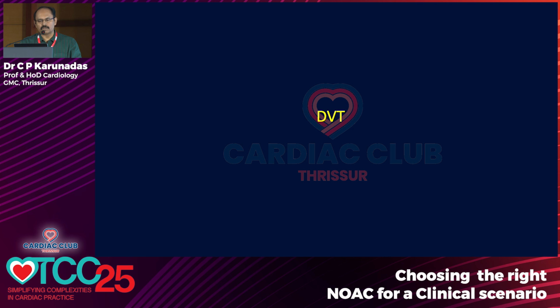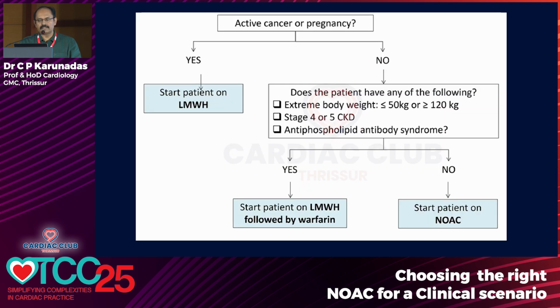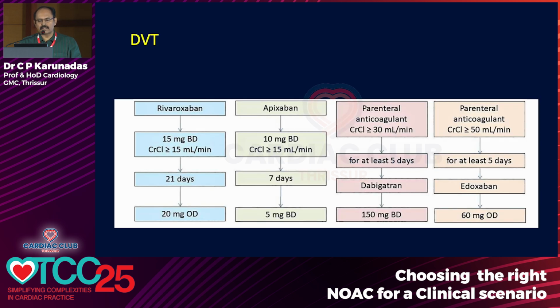What about deep vein thrombosis? If the patient is having active cancer or pregnancy, better to go for low molecular weight heparins and vitamin K antagonists. If they have extremes of body weight, CKD or APLA, again vitamin K antagonists. Otherwise, NOACs score over VKA. Only thing, rivaroxaban and apixaban can be started straight away at a higher dose, rivaroxaban 30 mg instead of the 20, apixaban 20 mg instead of the 10, while dabigatran and edoxaban require initial parenteral anticoagulation for 5 days.